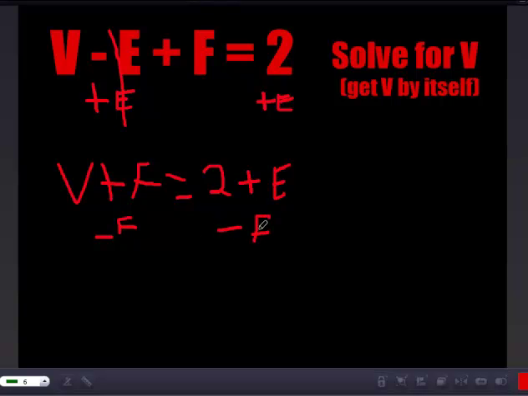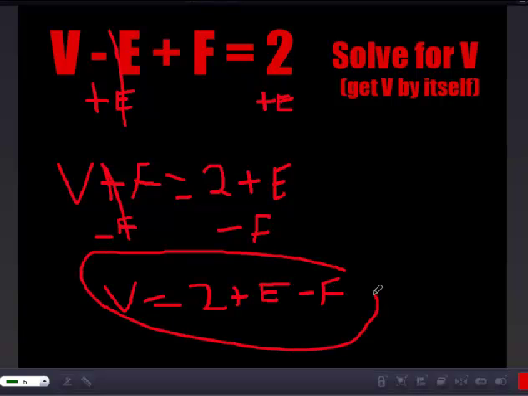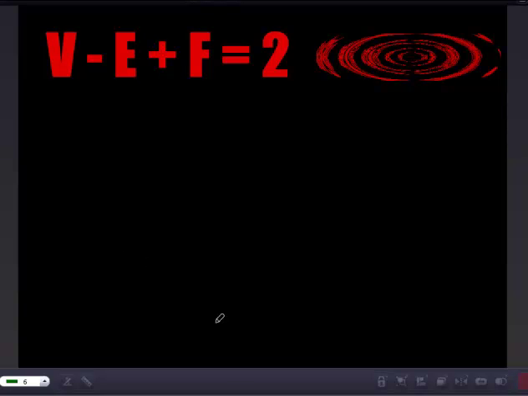Subtract f, that goes away. What do you know? v is by itself. So 2 plus e minus f, and that would be our answer. I know it looks kind of weird, but that is our answer because we solved for v, we got it by itself.